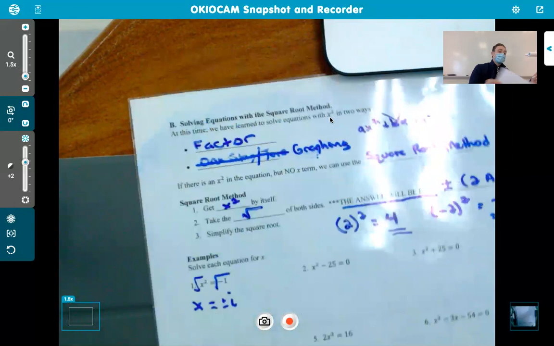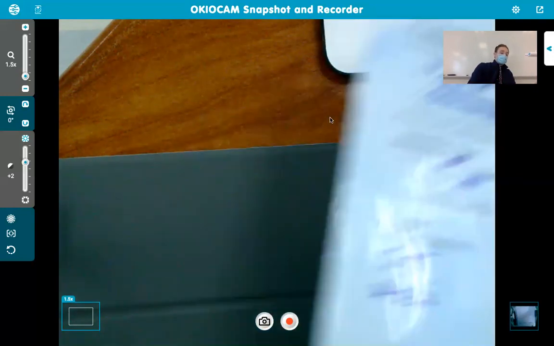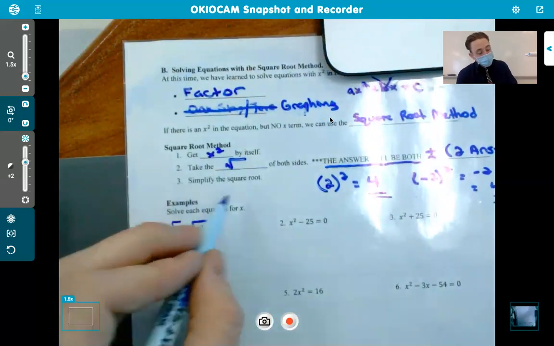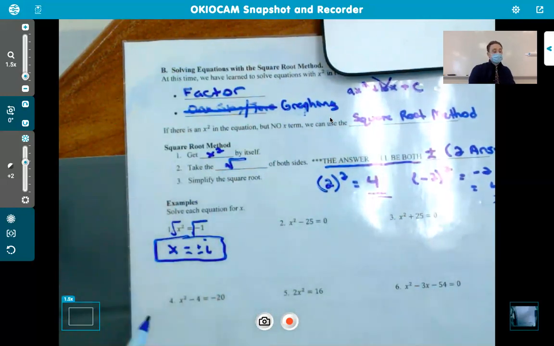And if you reference back to that first page too, square root of -1 is i. But what we're doing is accounting for both the positive and negative answers. I simplified the square root as far as I could. This is my answer for number 1.